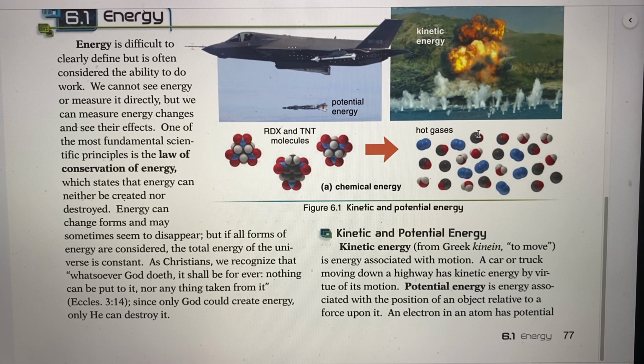And let's read this from Ecclesiastes here in your book. It says, whatsoever God does, it shall be forever. Nothing can be put to it or taken from it. Ecclesiastes 3:14. Basically, what God does is constant forever. And we have to realize that even our souls cannot be destroyed, and we will live together forever if we live in the presence of God. Of course, we want to be in heaven or otherwise.